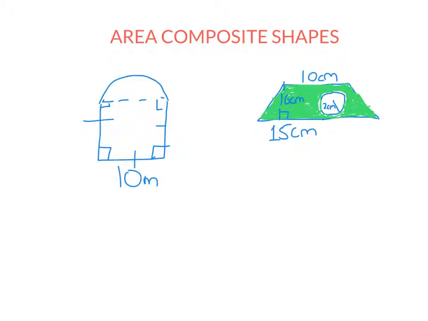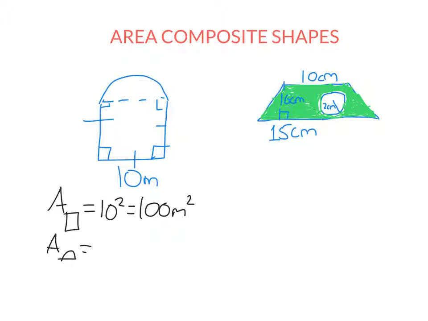So this is a combination of a square and also a semicircle. It's two shapes added together. So I'm just going to find the area of the square, the area of the semicircle, and add them together. So the area of the square is going to be 10 squared, or 10 times 10, which is 100 meters squared.